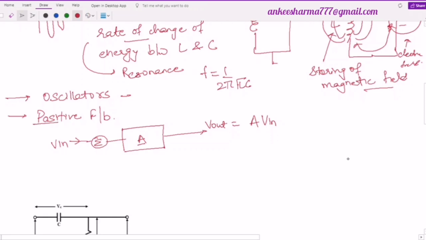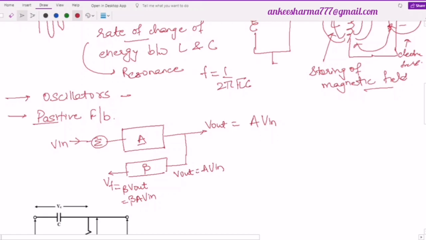Whenever I give the positive feedback, I will take the output and pass it through one more block. I will name it as the feedback block with gain beta, right? So here the input is V out, which is equal to A times V in. It will be multiplied with the value of beta, and I will get the output Vf, the feedback voltage, which will be equal to beta times V out, or simply beta times A times V in.